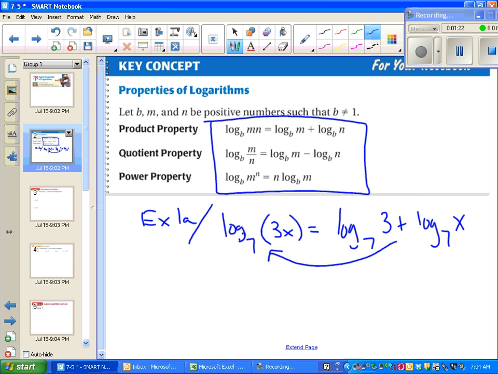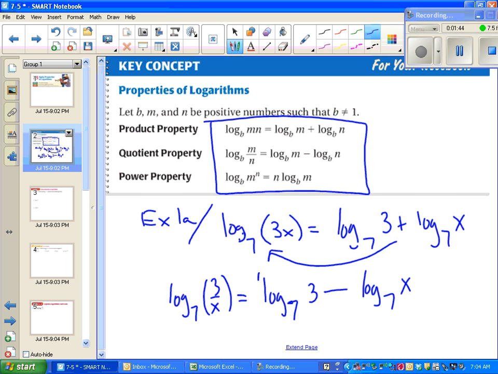That's the product property. The quotient property works similarly. We might have log base 7 of 3 over x. We can split that up into log base 7 of 3 minus log base 7 of x. The reason we like to do this is because it helps us have simpler pieces of a problem compared to the original problem.